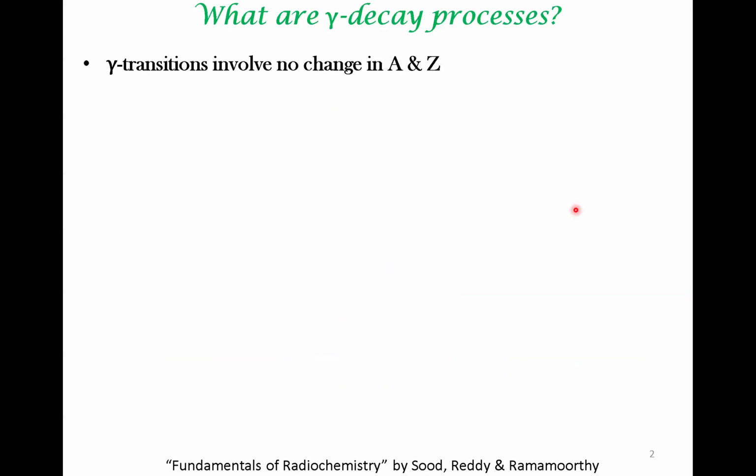Gamma transitions refer to many things, but the essential feature of a gamma transition is that there is no change in the atomic weight or the atomic number of the nucleus. All such transitions are referred to as gamma transitions. All these transitions involve the de-excitation of the nucleus, and correspondingly, there is an energy release. The most common gamma transition is that of the release of gamma photons.